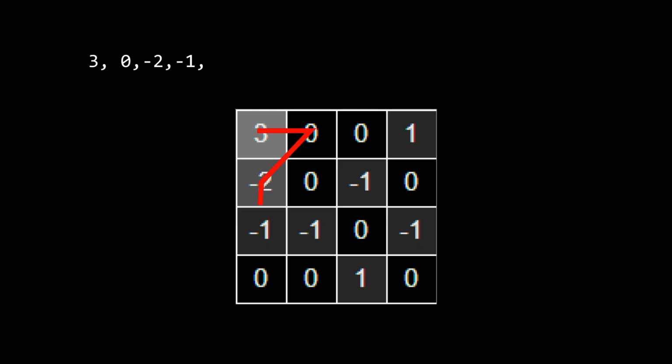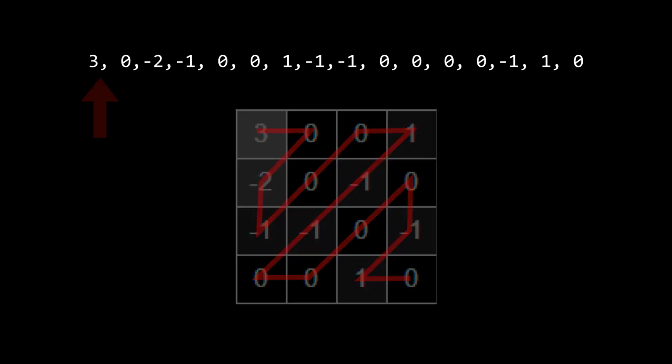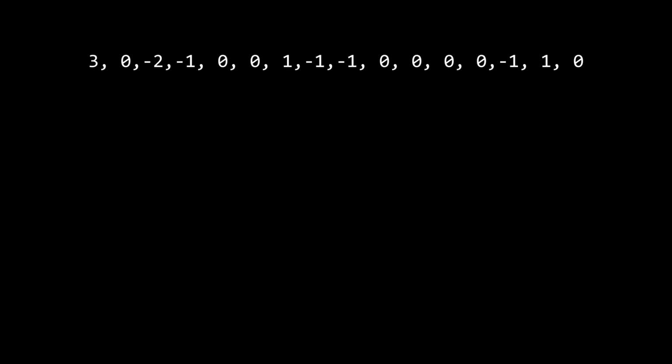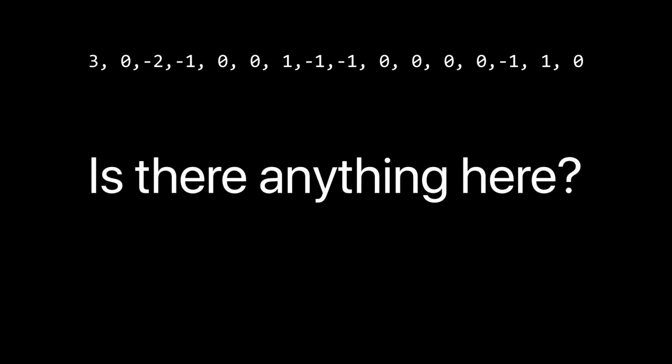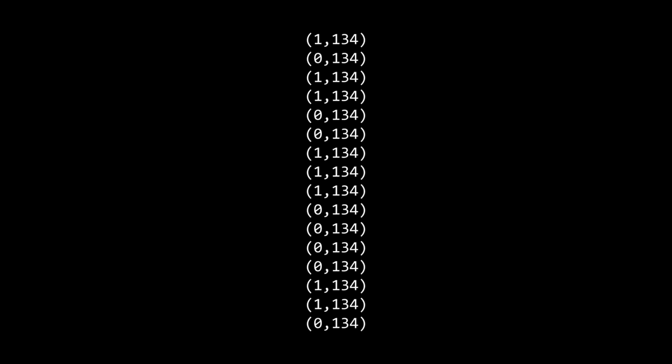So, we go through our transform coefficients one by one in zigzag order, and at each position, the first question is: is there anything here at all? If the coefficient is 0, we set significant coefficient flag to 0. If it's non-zero, we set significant coefficient flag to 1. Encode this flag using context model 134.